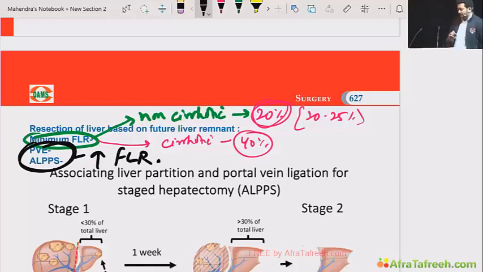Now, ALPPS is an important question, and the most important thing which you should remember about the ALPPS is the full form. This question has been asked in the INI-CT exam. You need to remember the full form.